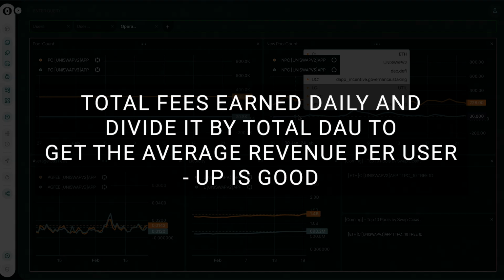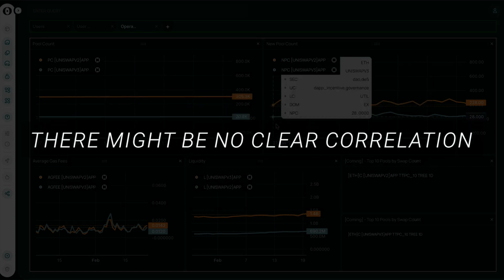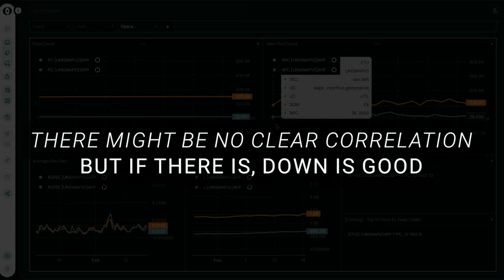At the same time, we also want to understand the risks taken by liquidity providers to look at liquidity turnover rate and measure that against daily active users to see if there's any relationship between impermanent loss, liquidity depth, and daily active users. There might be no clear correlation at all, and that's okay. And if there is a correlation, down is good because it spells less risk for liquidity providers.